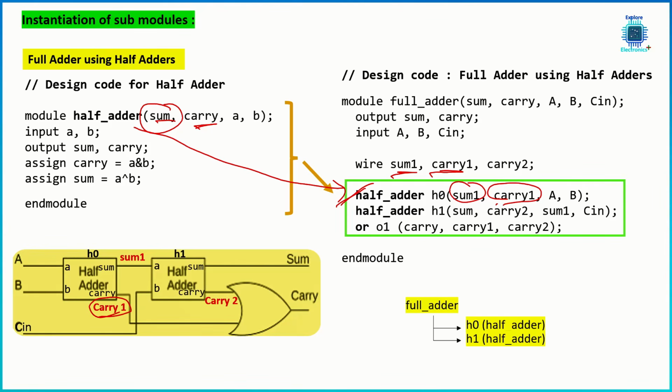Then comes the input A and B we are giving, meaning the full adder's input A and B we are giving directly as input here, that's why it is A and B directly. Now we need to look at the second half adder, how it is.